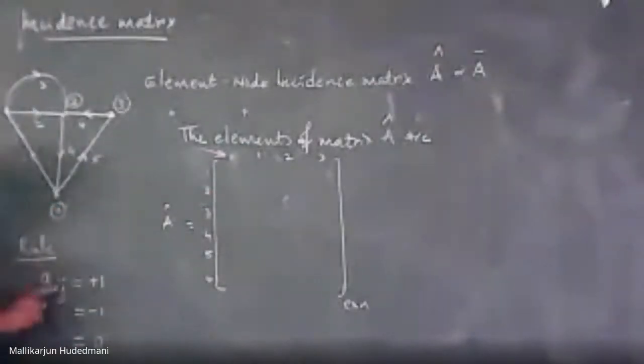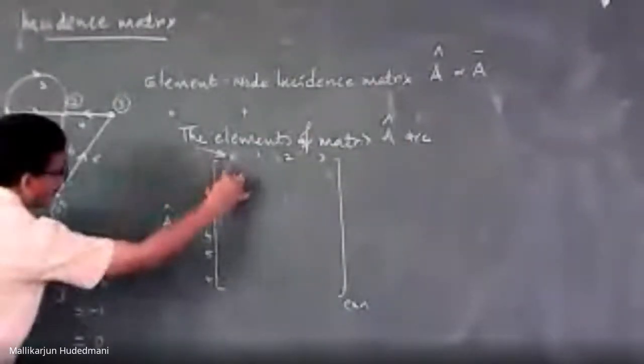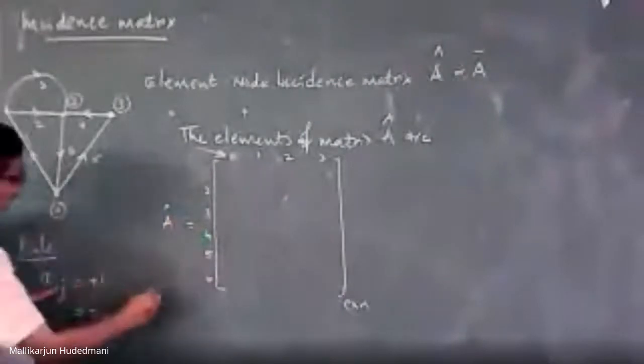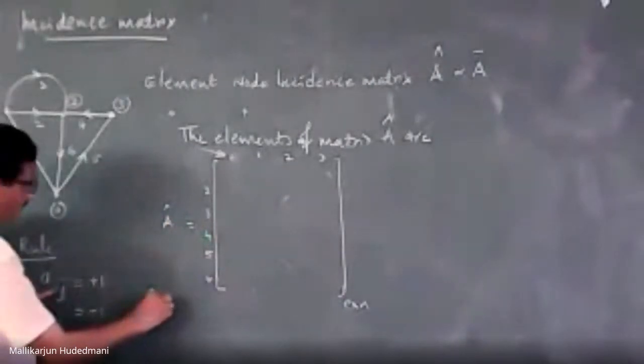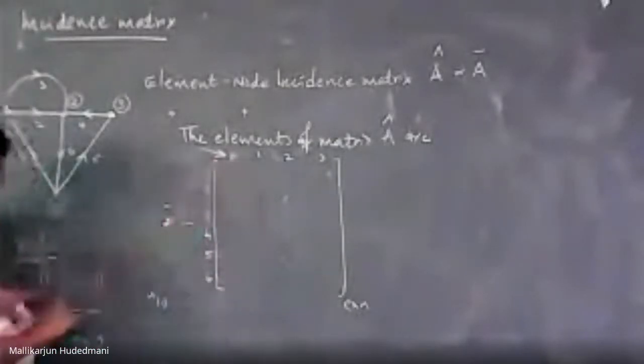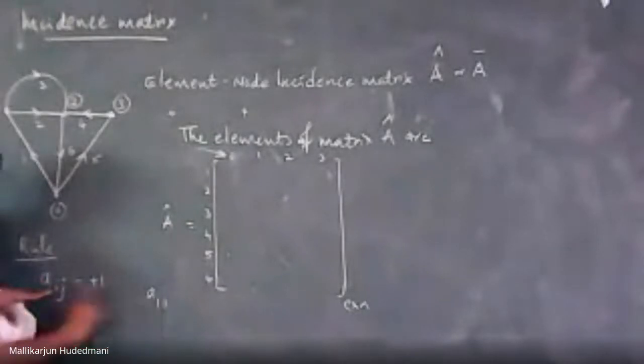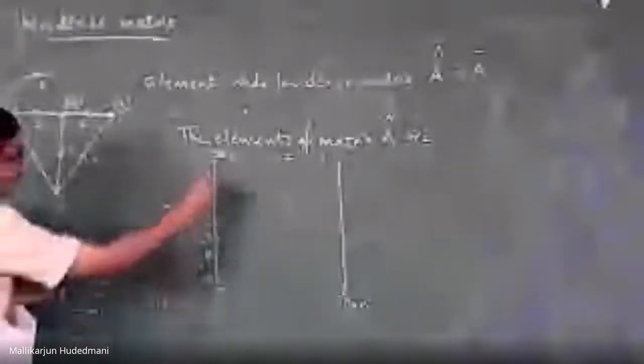Now look at this. Branch number i is, say, 1. Element number 1, let me write here, A10. The ith element incident to the jth node and oriented away from j is nothing but +1. So in this position, I'll get +1.